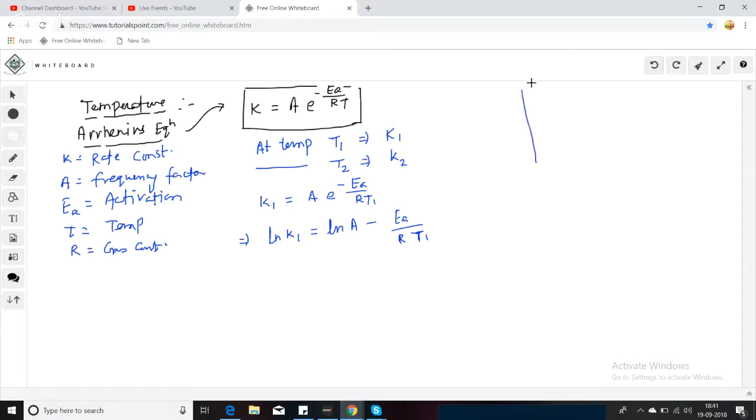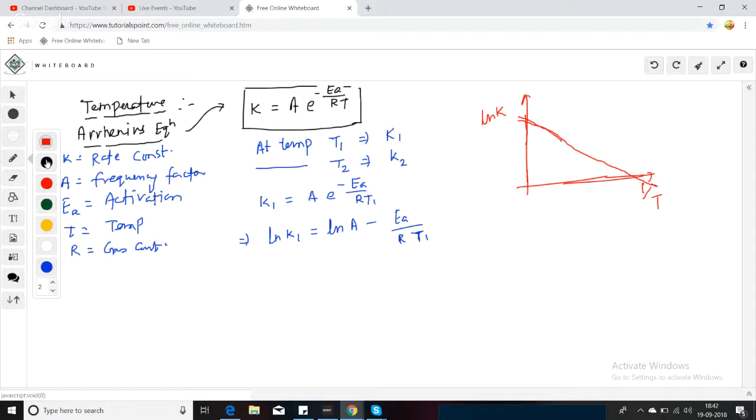Now we'll stop for a minute over here. We'll discuss the graph of this also. The ln k and 1 by T graph. Suppose this axis is ln k and this is 1 by T. How do we get this graph? Is it y equals mx plus c? Okay, this graph will be like this. It goes, correct.